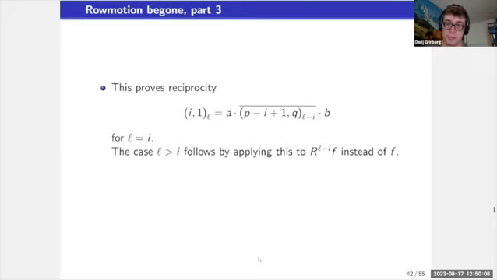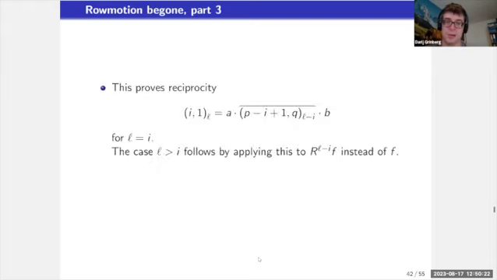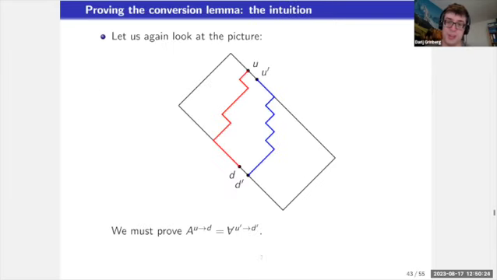Right, so now the hard part is to prove the conversion lemma. Once you prove this conversion lemma, what I told you is more or less the idea of how you derive the claims from it. But how do we prove the conversion lemma? Here is the picture again. So you have to prove that a certain sum over all the red paths is the same as a different sum over all the blue paths.